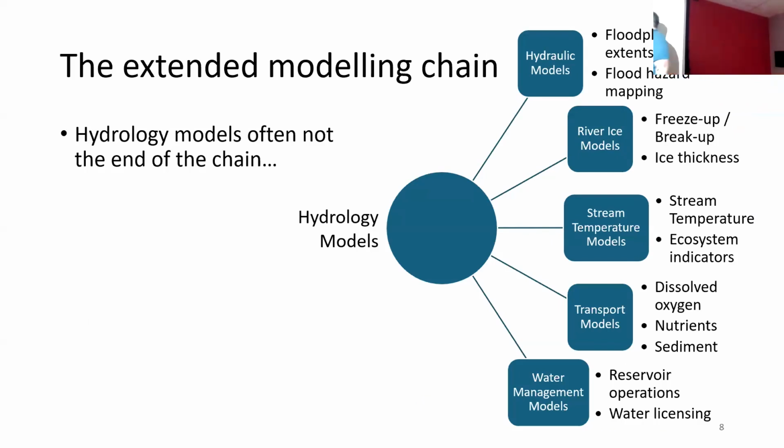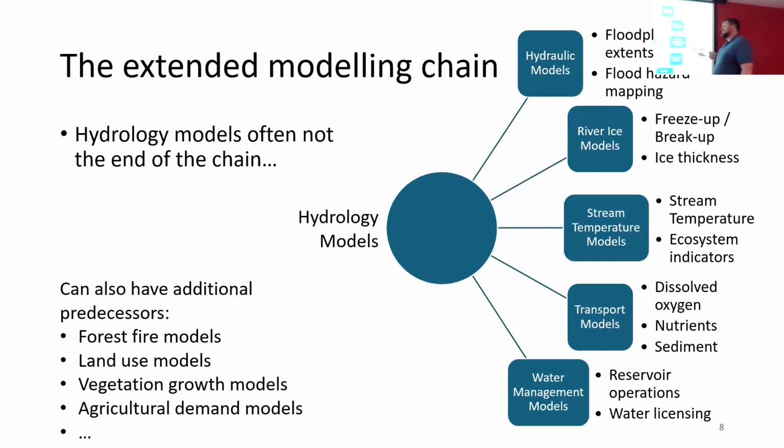So in our extended modeling chain, our hydrology models are used to feed other models that require inputs of stream discharge. Those include hydraulic models. If we want to make climate change impact studies of floodplain extents, we need to have flows upstream. If we want to know changing freeze-up and breakup of ice formation and ice thickness on rivers, we need a hydrology model. Another level down, we want to assess stream temperature, ecosystem indicators that are linked to stream temperature, dissolved oxygen and sediment transport in rivers, reservoir operations and water licenses. We're going to need to propagate these hydrology models through yet another level of uncertain prediction. And then we can also have additional predecessors which bring their own uncertainty, things like forest fire models, land use models, etc.